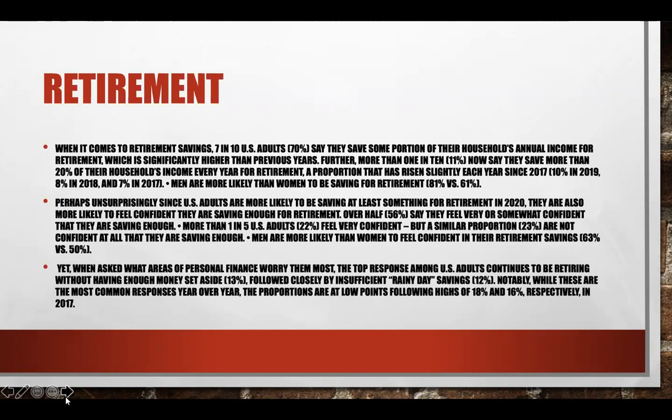And then let me just skip to the last sentence. When asked what areas of personal finance worry people the most, the top response among US adults continues to be retiring without having enough money, followed closely by insufficient rainy day funds, are the most common responses.